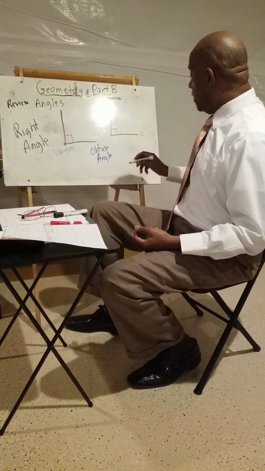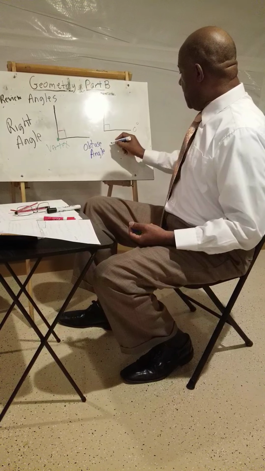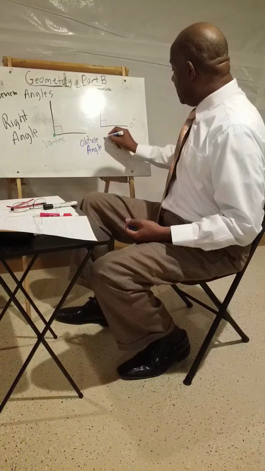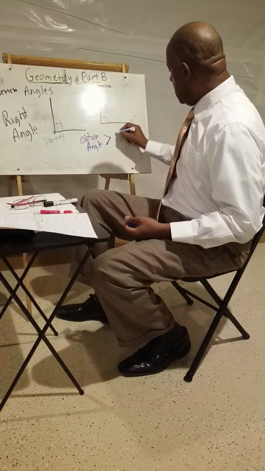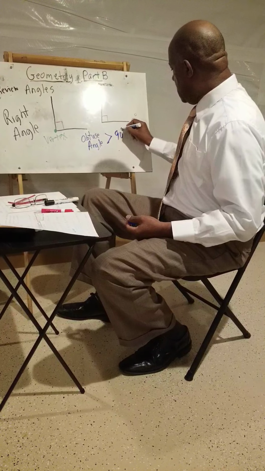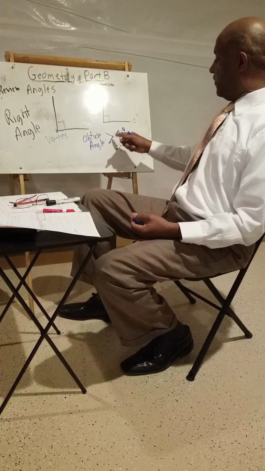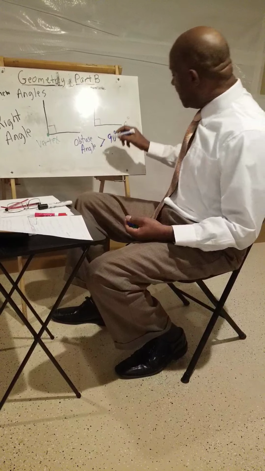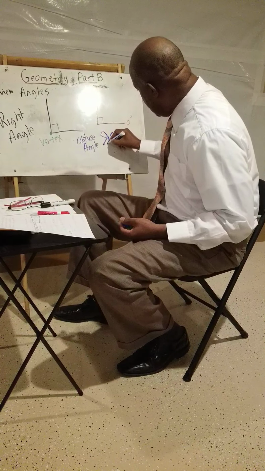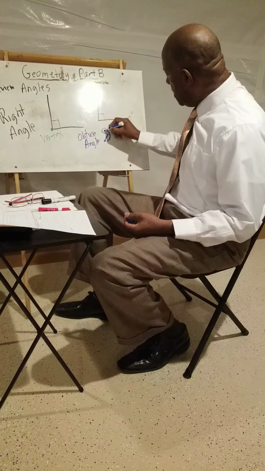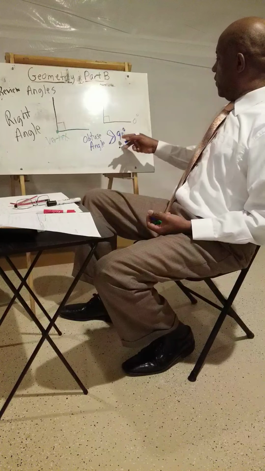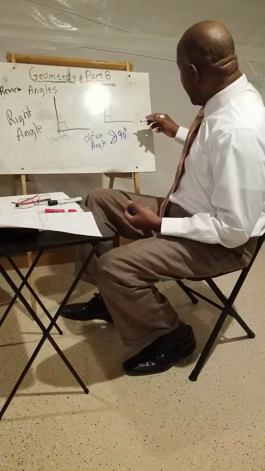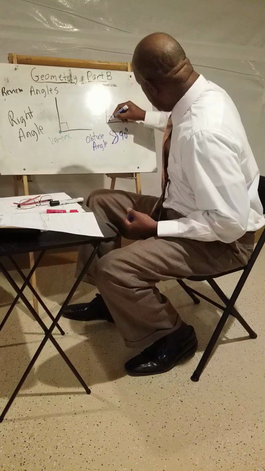An obtuse angle, boys and girls, is an angle that is greater than 90 degrees. And remember, if you didn't remember what this sign meant again, in class, the Pac-Man or Pac-Woman always eats the larger number. So anything greater than 90, okay.